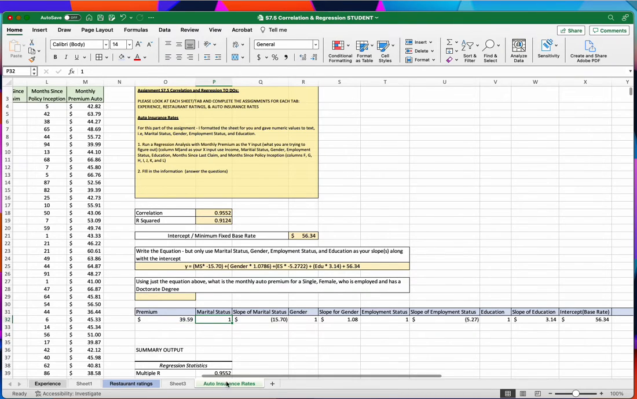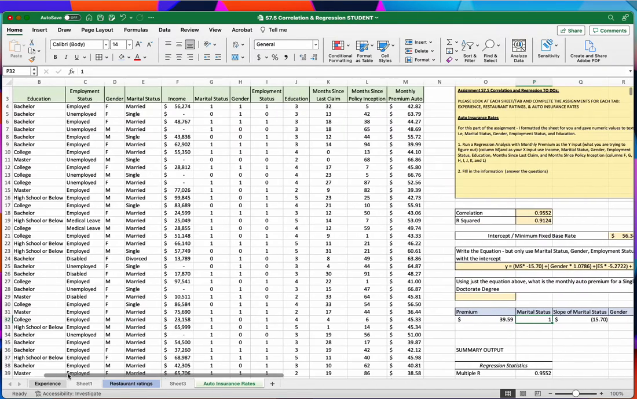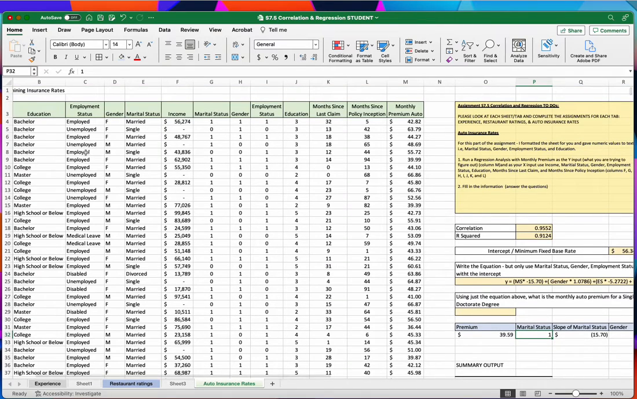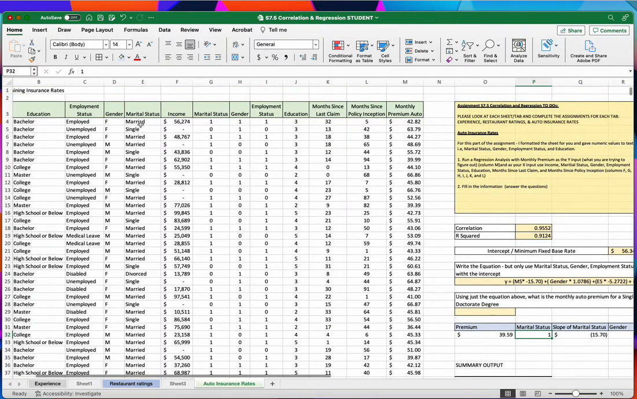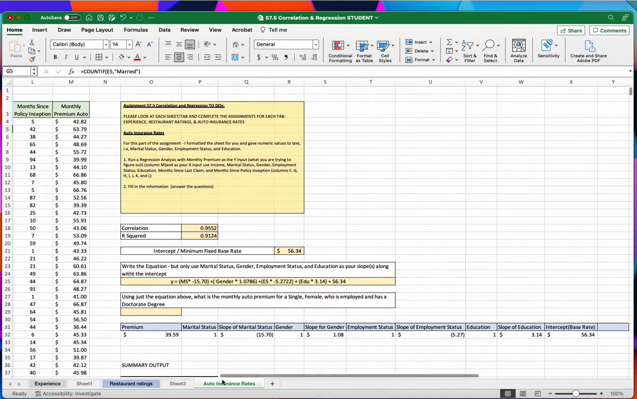wrong on single. Okay, and I know I did this because single, right here, if you're single, your marital status is 0. Married is a 1, single is a 0. So let me change this. Sorry, I apologize. Marital status is 0. Return. And we see that their premium is $55.28. So if you're married, you would have got a $15 deduction.